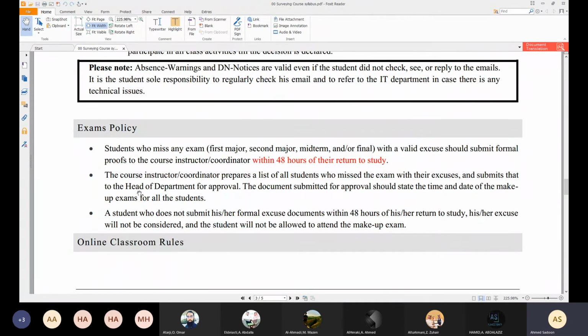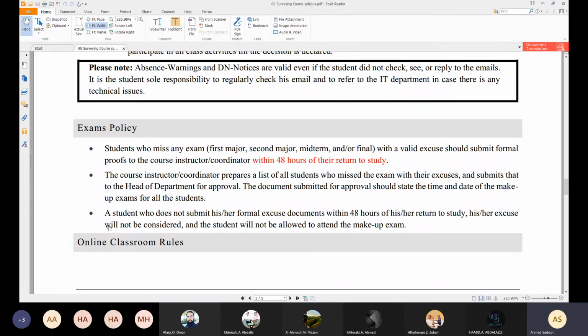Here I have one point that I want to emphasize. A student who does not submit his or her formal excuse documents within 24 hours of his return to study, his excuse will not be considered. So let's say that we have a quiz or a midterm, and you miss the quiz and you haven't sent any excuse within the 8 hours, then you are not going to be allowed to get the makeup quiz or the makeup exam.